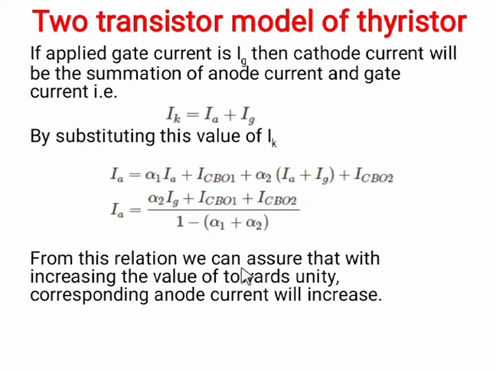From this relation we can see that as the value of alpha 1 plus alpha 2 increases towards unity, the denominator becomes smaller compared to the numerator. So we get a higher value of IA. That equation indicates that if we increase the value of alpha 1 plus alpha 2 towards unity, we get higher anode currents.